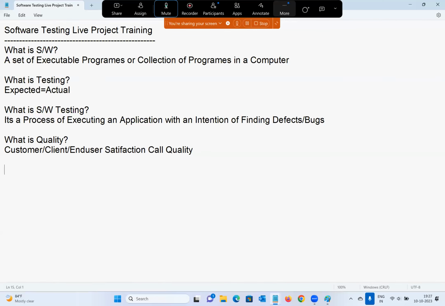Guys, a small flashback. 2001. I'm not talking about 2021, not 2011. 2001, almost 20 plus years back. In 2001, in IT companies, the development process as well as the testing process were both done by only one person.